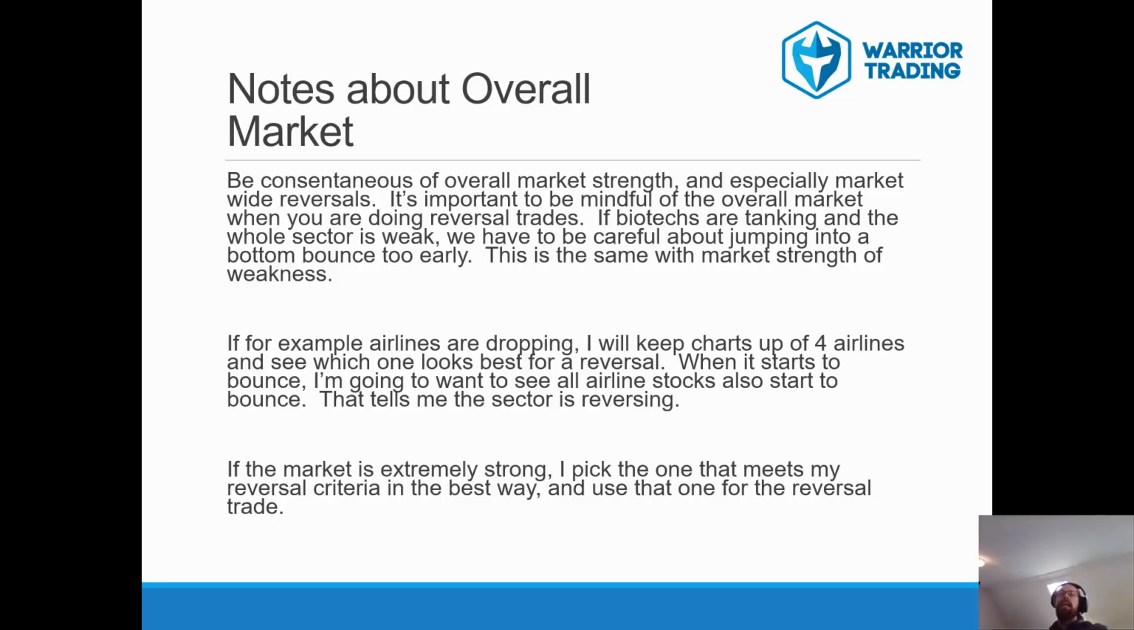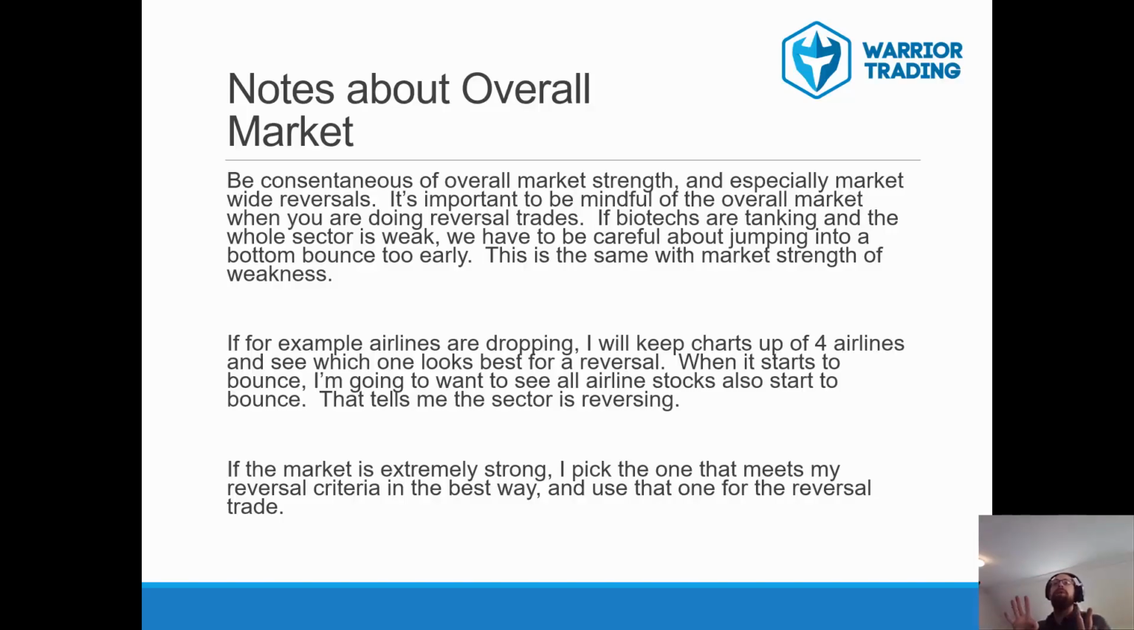Now, in addition to understanding overall market weakness, it's also important to understand sector weakness. So if you have a really weak sector, like all the airlines are dropping, and you see JetBlue and Delta and Southwest all hitting the reversal scanner, you're like, okay, four of these airlines are selling off. So you look at all four of them and you decide which of them has the best setup, which of them has the most consecutive red candles, which of them has the lowest RSI. And also you could say which of them has the biggest range, which of them has dropped the most, and then therefore has the most room to bounce back up.